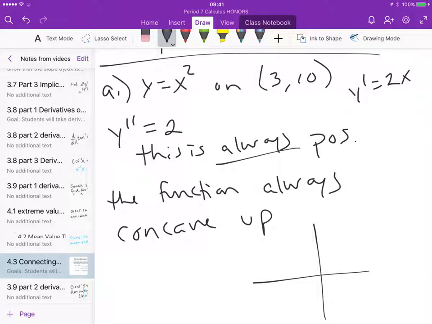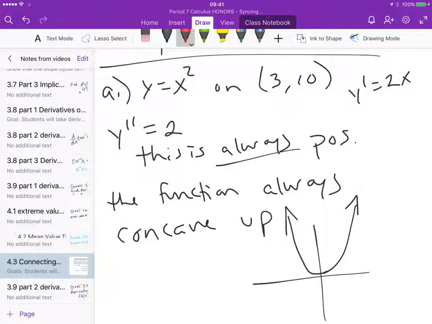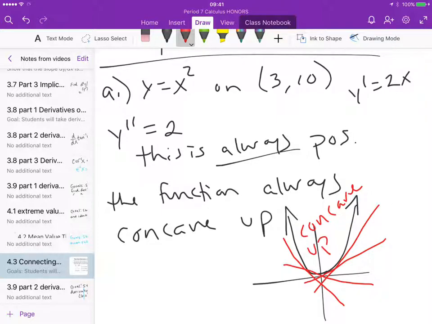Think about what y equals x squared is. It is our basic parabola function. You can see that everywhere you look, let's say I have a tangent line here, or a tangent line here, or here, or here. Wherever there happens to be a tangent line on this graph, it is always going to be below the curve, or concave up. All right.